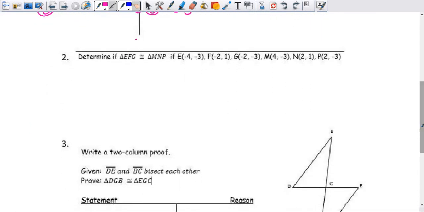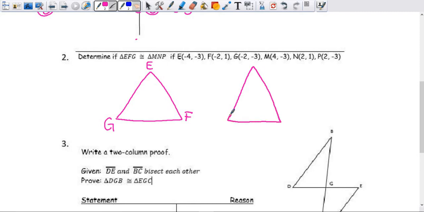Now, here's another one that we will also use side, side, side with, because we would have triangle EFG. So we can draw triangle EFG, and we want to determine if that is congruent to MNP. Okay, so we've got all these coordinates for EFG and MNP, and so we can pretend this is on a coordinate plane, but really what we're going to be doing is figuring out the distance of each of these sides, and then that would tell us the length of each side, and if all the lengths match up, then we would have side, side, side congruency.